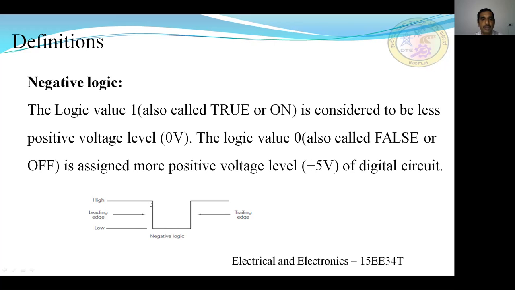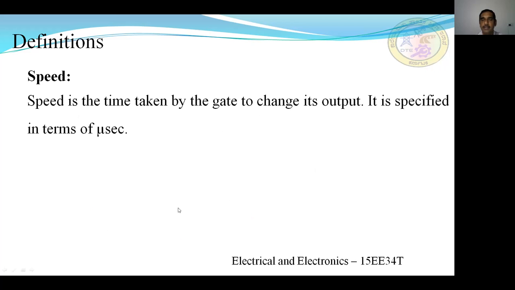So high it is 0 and low it is 1, the logic value is 0. It refers to the plus 5 volts. So this is about the negative logic. Speed, again it is the time taken by the gate to change its output. So how much time it has taken a particular gate to change its output, and it will be measured in microseconds. So these are all the definitions or characteristics of the IC we have studied in the session 2.